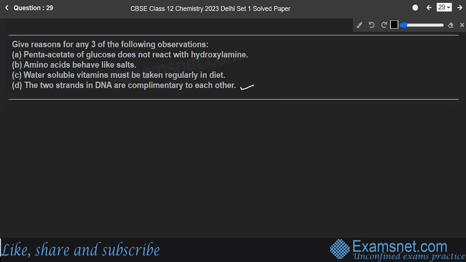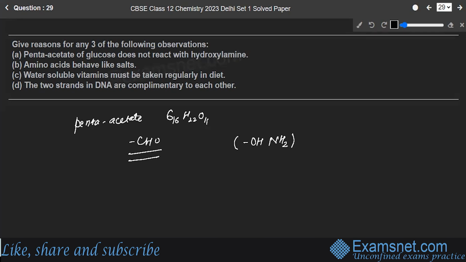The pentaacetate of glucose does not react with hydroxylamine. The pentaacetate has the formula C16H22O11, and due to the absence of the aldehyde group CHO, this does not react with hydroxylamine, that is NH2OH. Hope you got that. The next one, amino acids behave like salts rather than simple amines or carboxylic acids.